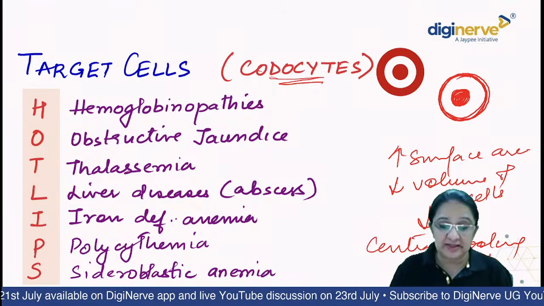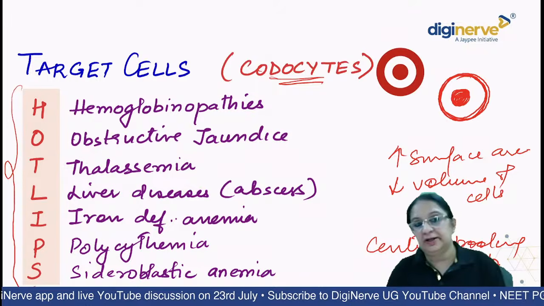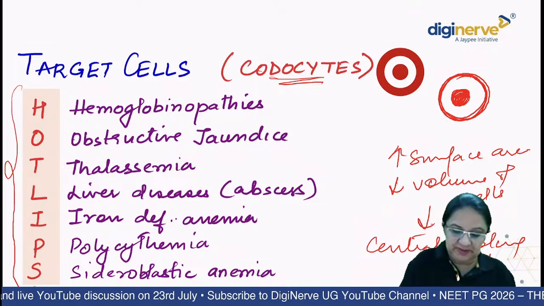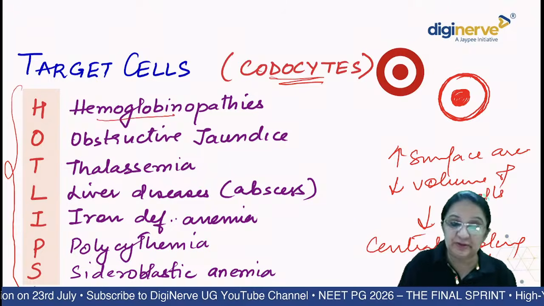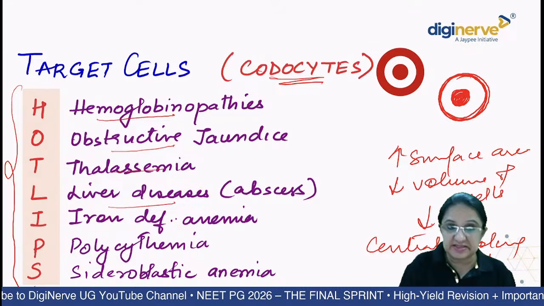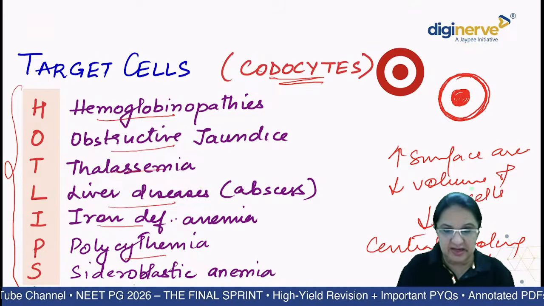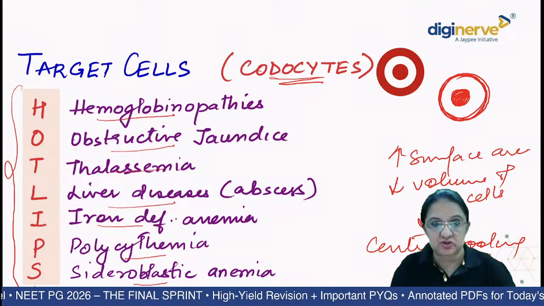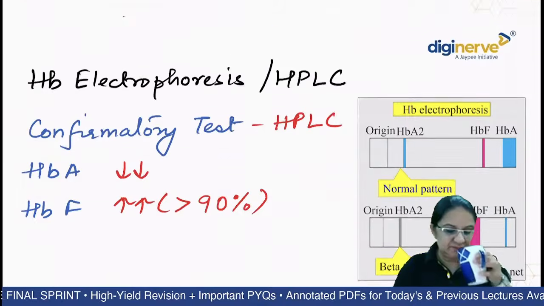Now, for target cells, remember a very sweet mnemonic, HOT LIPS. Hemoglobinopathies, where do you find target cells? Hot lips: Hemoglobinopathies, Obstructive jaundice, Thalassemia, Liver disease, Iron deficiency, we've already seen it, Polycythemia, and Sideroblastic anemia also. So these are the places where we find target cells, right?